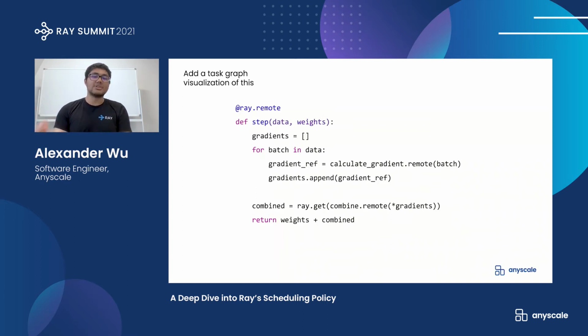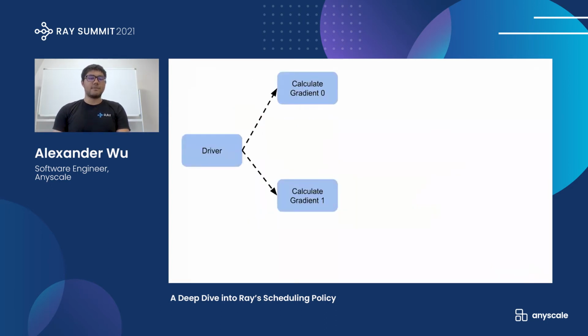And then for each batch in our data, we'll launch a new remote task to calculate the gradient over that batch. And then finally, we'll have a combining task that is responsible for taking the gradients of each chunk and combining them together into a single gradient that we can then update and return. Okay, so here's what the task graph for that looks like.